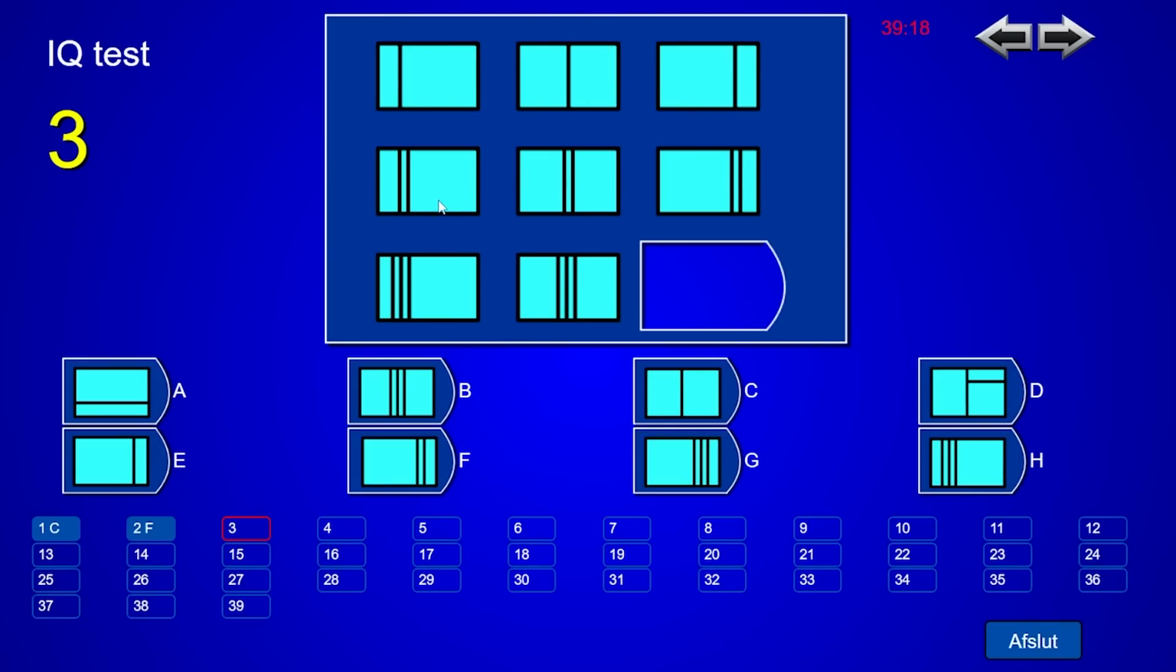And one line, 2, 2, 2, 3, 3, and 3. And they mirror along the middle. So this one comes over here, these come over here, these come over here. Which would be G. Fairly sure about that.